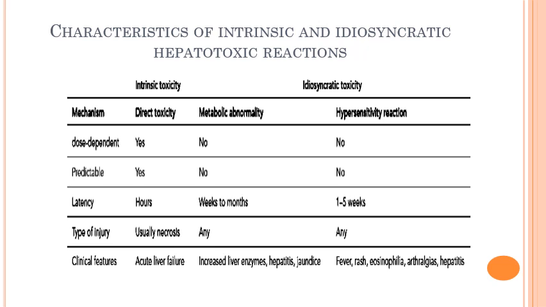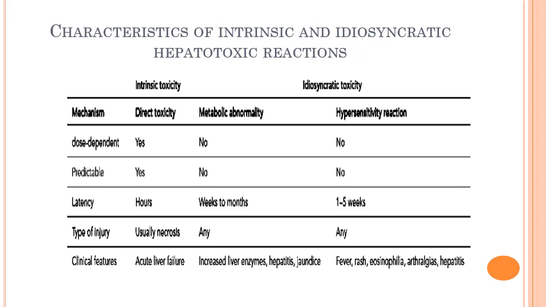The next characteristic is the type of injury. In direct toxicity, the type of injury is mostly necrosis. The substance that is causing the liver damage will be damaging the cells of the liver. They will be causing the destruction of the cells of the liver. However, in metabolic abnormality and the idiosyncratic toxicity, any type of damage to the liver can occur. This may be necrosis or this may be steatotic.